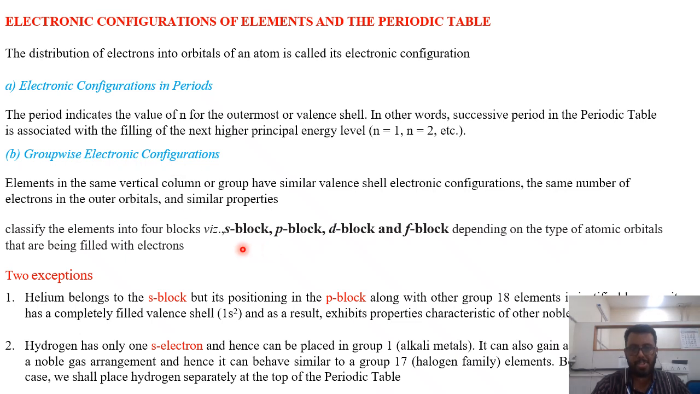Group-wise electronic configuration. Elements in the same vertical column or group have similar valence electronic configuration, the same number of outer orbitals, and similar properties. So S block, P block, D block, and F block, depending on the number and type of atomic orbital. There are some exceptions, like helium belongs to S block, but its position is in the P block. Okay, so there are some exceptions. I'm not going to talk about the exceptions in detail. The other one is hydrogen. Only one s electron, it can be placed in the alkali metals. So there are some anomalies.